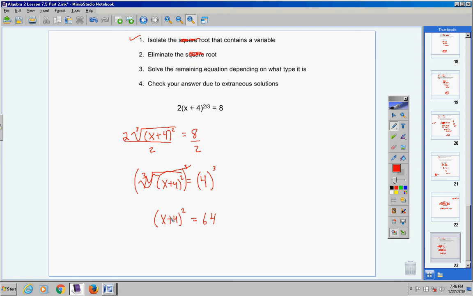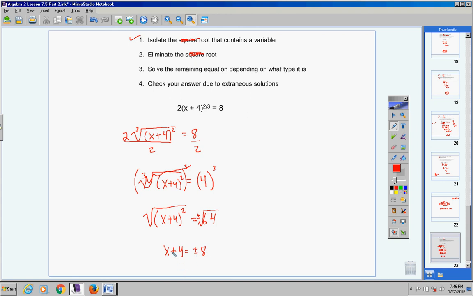Now, we learned this when we were doing completing the square. Remember how we have a parenthesis to the second power? If I want to get rid of this 2 right here, I can just simply take, it's a 2, right? So I can take the square root of this to get rid of this 2. But if I take the square root of one side, I better take the square root of the other side. So the square root cancels with the 2, and I'm left with x plus 4. The square root of 64 would be plus minus 8.